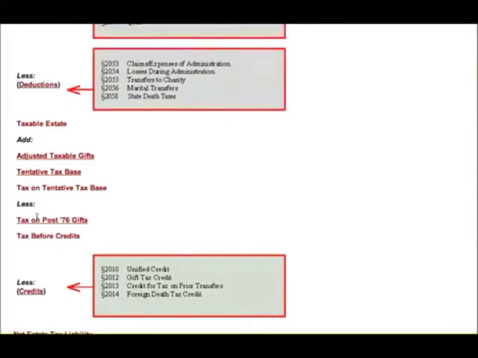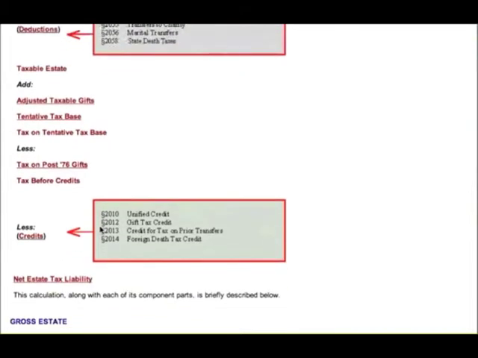And it really derives an amount that's considered a tax payable, but for illustration purposes here, it just says tax. I'm sorry, down here, it says tax. Tax on post-76 gifts. So we start off with the tax on the tentative tax base. We subtract the tax on post-76 gifts, and that gives you what's called your tax before you apply your credits.